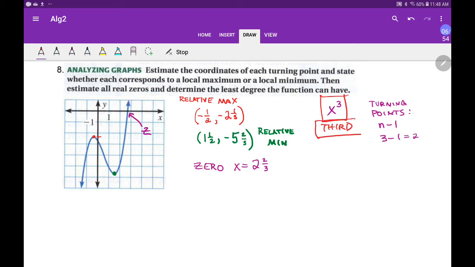Okay, so that's a lot of things to answer. We want to know relative max, we want to know relative minimum, we want to know zero, and we want to know degree. So that's 4 things you have to say. And so at least we're allowed to estimate, and we're just thinking through it. We're not actually finding the turning points. We will soon.